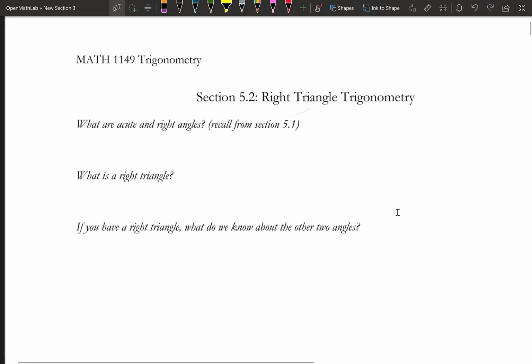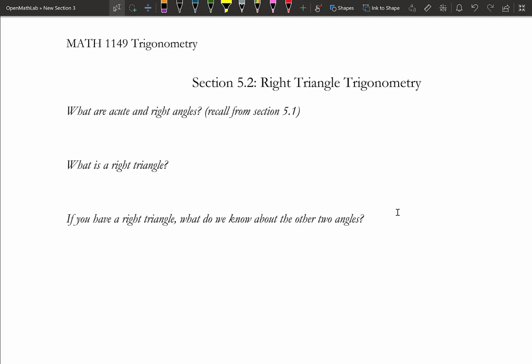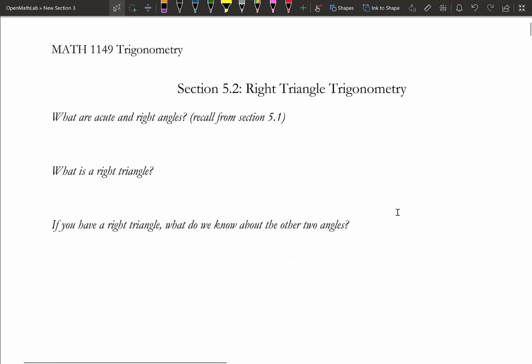Hi, so we're ready to start section 5.2, which is right triangle trigonometry. There are some things I just want to review before we get started with the section material. The first is just recalling from section 5.1, what are acute angles and also what are right angles.